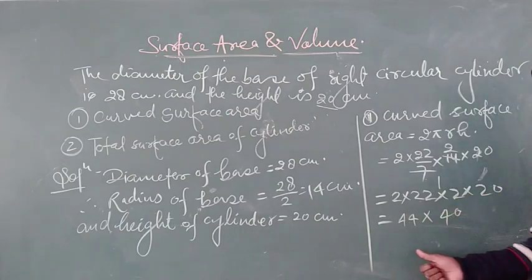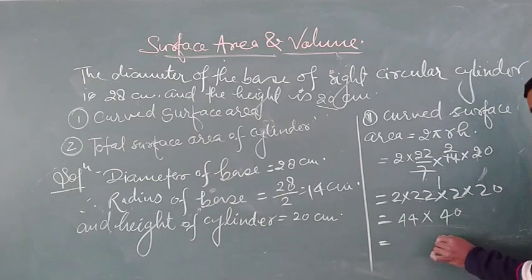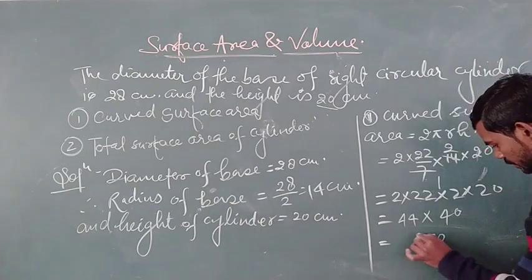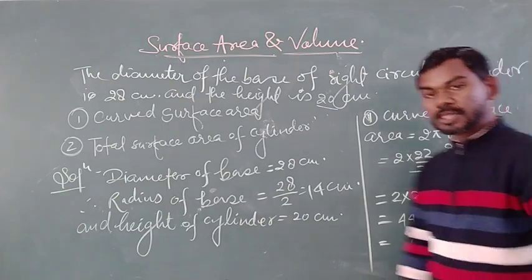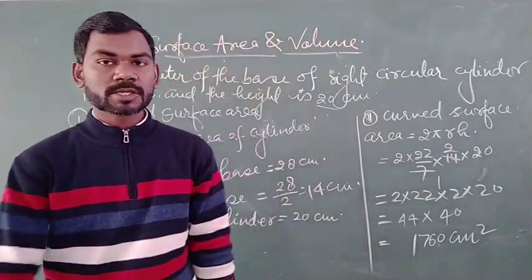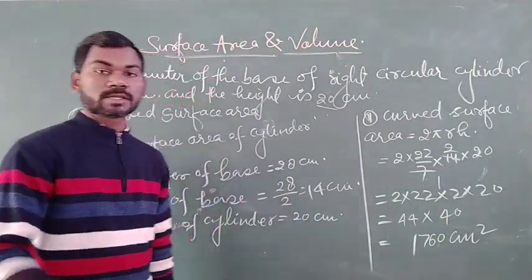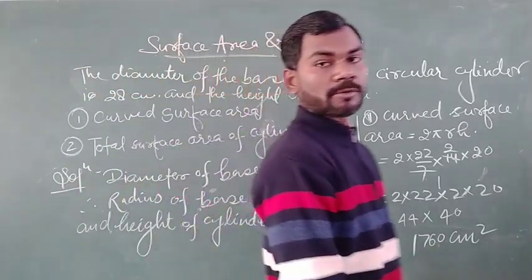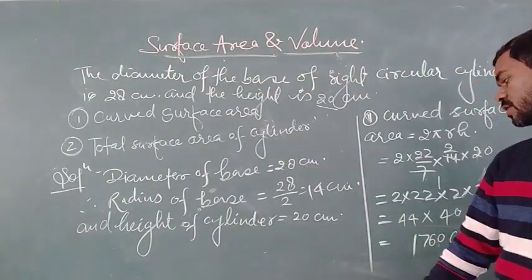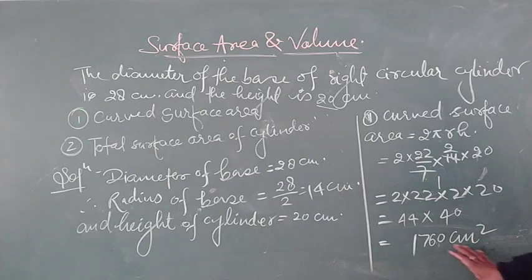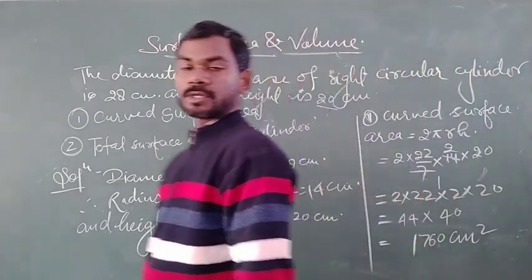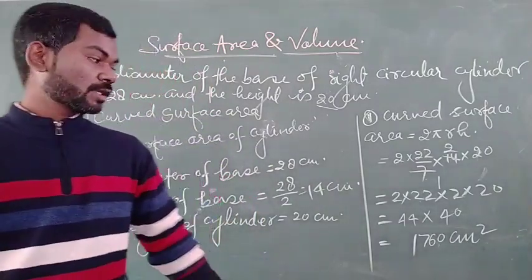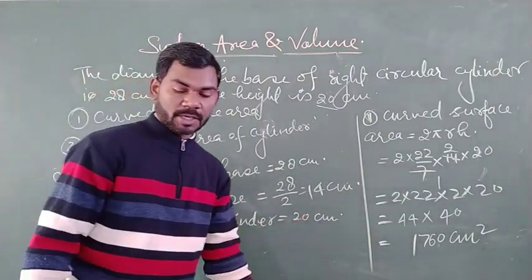Okay, so we get the product as 1760 centimeter square. Therefore 1760 centimeter square is the curved surface area of the cylinder. So the curved surface area of the cylinder is given as 1760 centimeter square. Okay students, so I hope it is clear. Now let us see the second part.